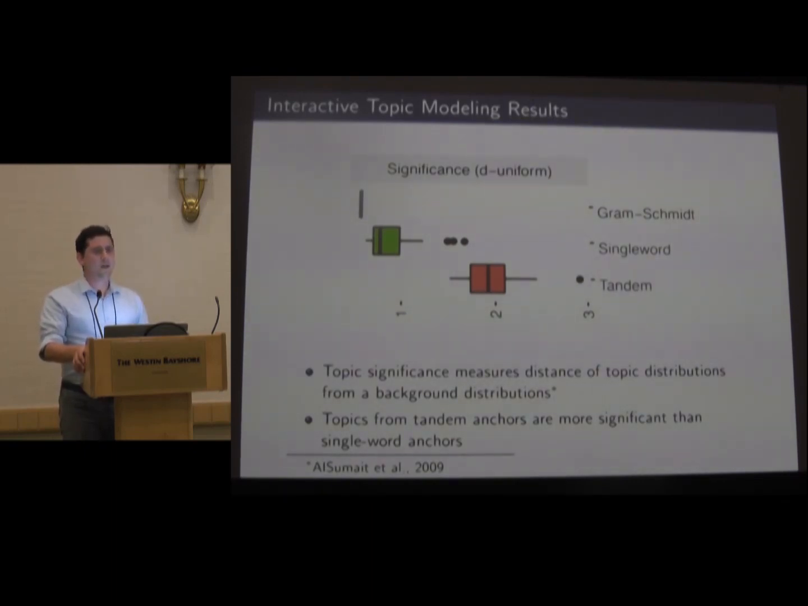And what we see is that tandem anchors produce topics which are far more significant, meaning that they are more specific. They may express a concept just as well, just as clearly as the concepts expressed by single word anchors, but they're more specific, where the single word anchors are more general. And indeed, the number of topics produced by tandem anchors was roughly twice as many as when the users were using single word anchors.